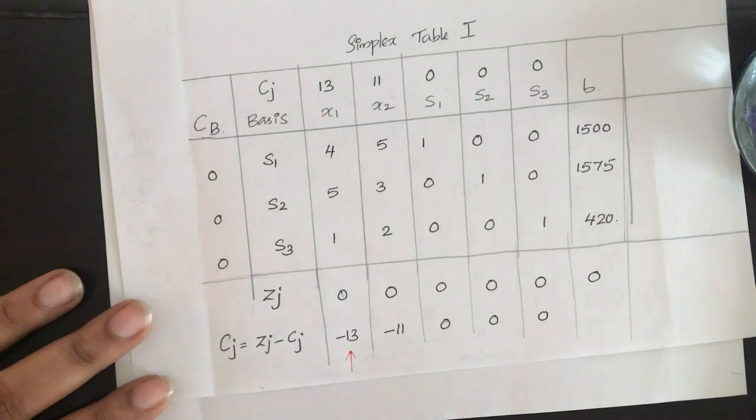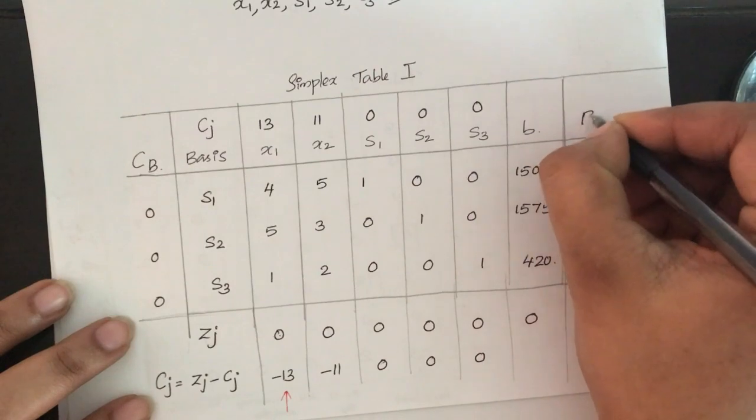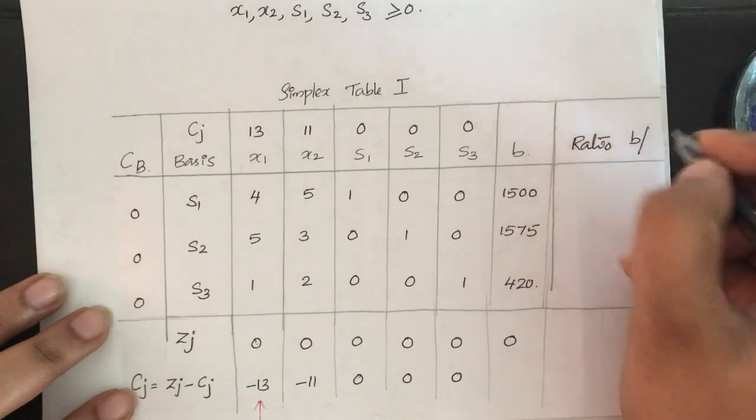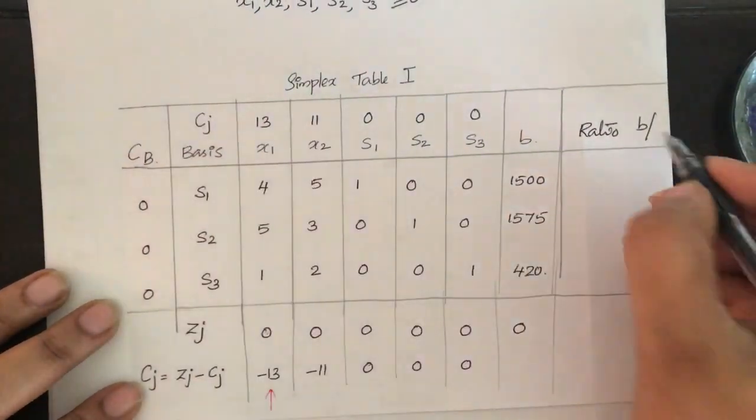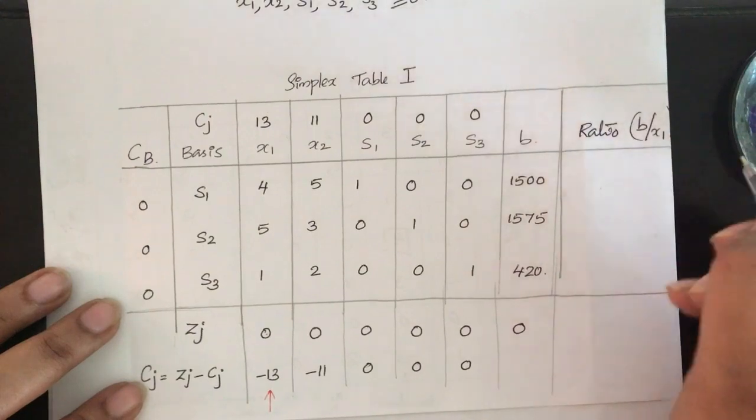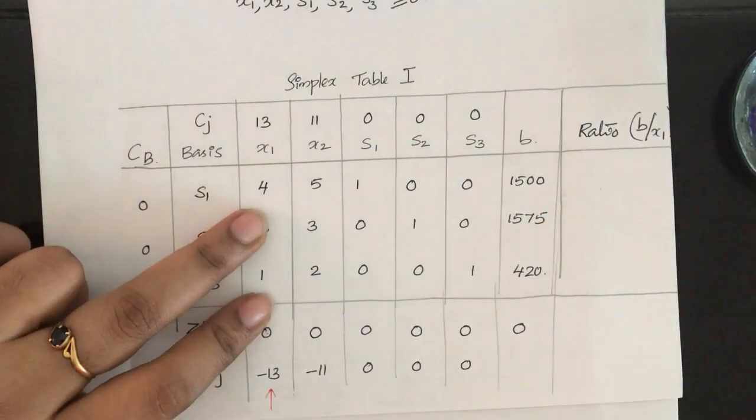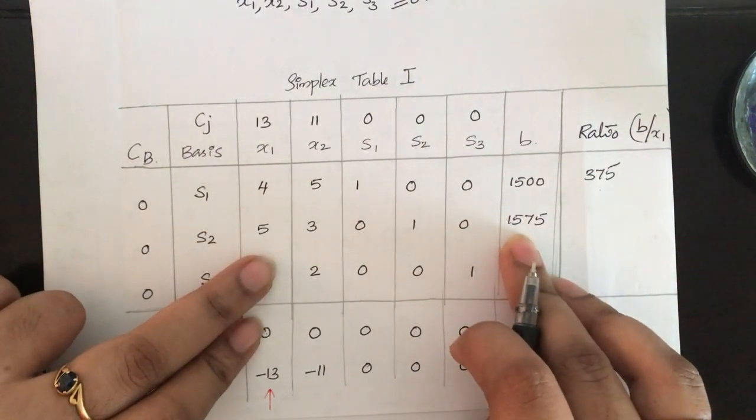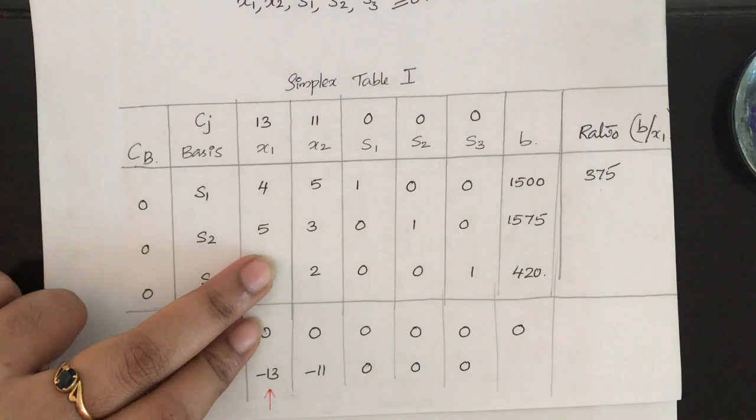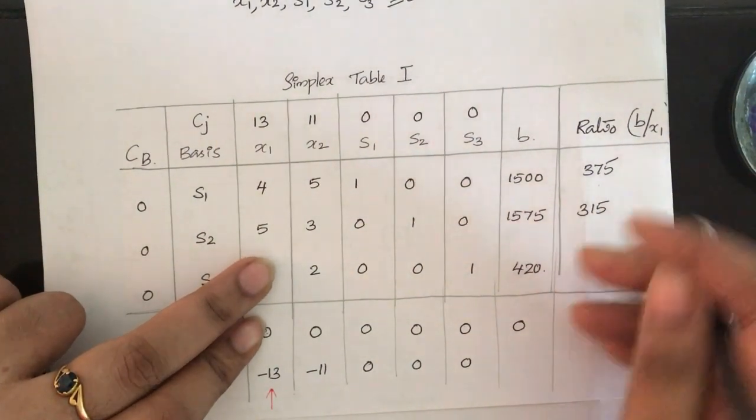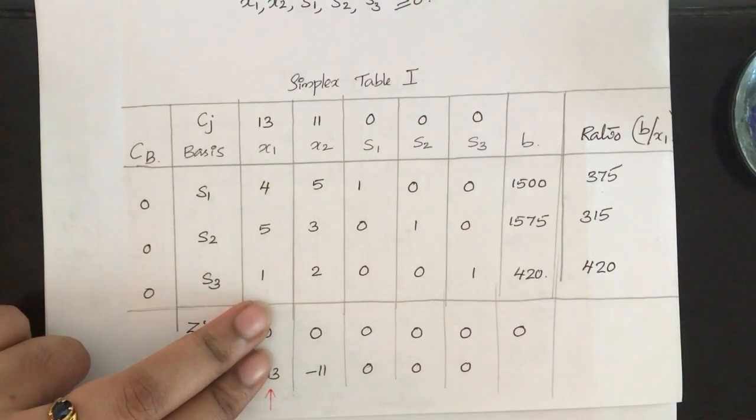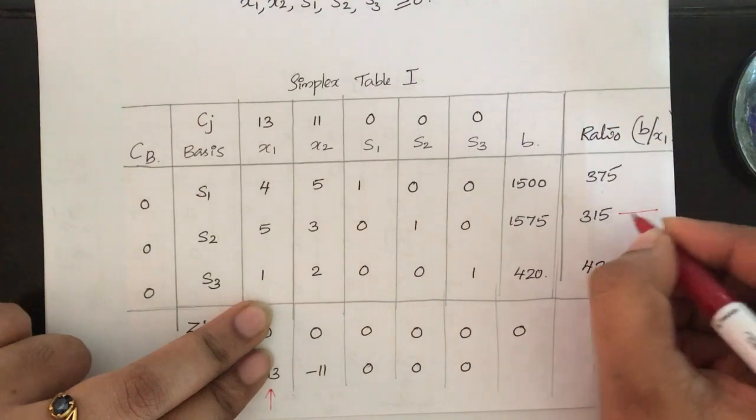So x1 is our incoming variable. We need to find the outgoing variable by finding the ratio. The ratio is found by b divided by the key column, x1's column. 1500 divided by 4, 375. 1575 divided by 5, 315. Then 420 divided by 1, 420. Which is the lowest positive value? 315. So this is the key row.